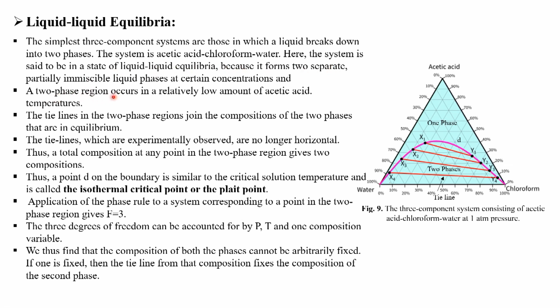So a two-phase region occurs at a relatively low amount of acetic acid. If we add a very small amount, now acetic acid increases in this direction. So if we mix water and chloroform, suppose we started somewhere here with 50% water and 50% chloroform, and then add acetic acid, we end up with two phases, as I mentioned. Inside this curve we get two phases, and outside this curve we get only one phase. Outside this curve, in this region with water, chloroform, and acetic acid, if we mix them we get only one phase.